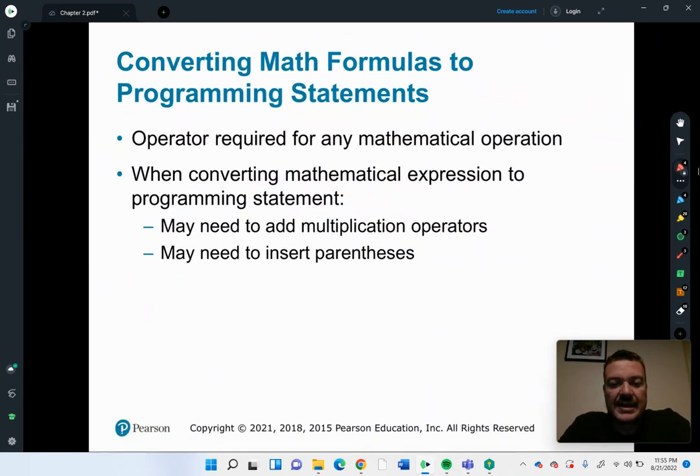All right, let's take a break from this, and we'll come back and we'll jump in to some more math, converting math formulas to programming statements. See you shortly.